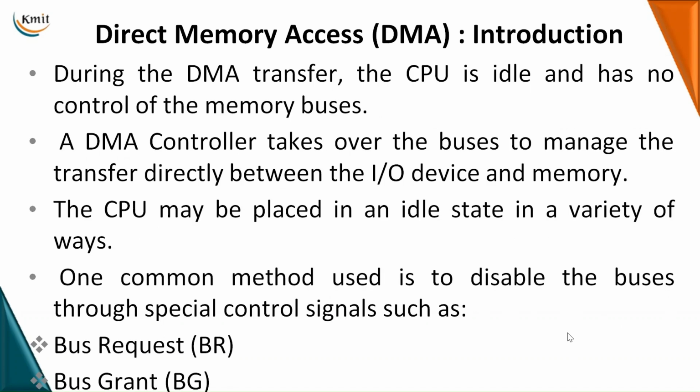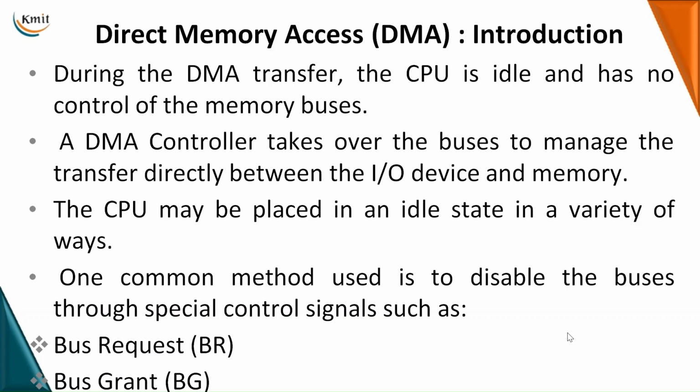In DMA transfer, the CPU will be idle. Whenever data has to be transferred between the memory unit of a computer and the peripheral device, the control of the bus is given to the DMA. During that time, the CPU will be idle and it doesn't have control of the memory bus because it is given to the DMA. So DMA contains a controller called the DMA controller. A DMA controller takes over the buses to manage the transfer of data between the input output device and the memory. In this situation, the CPU will be placed in an idle state.